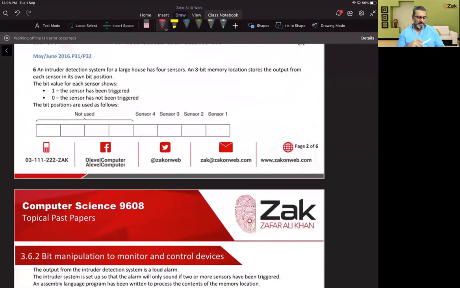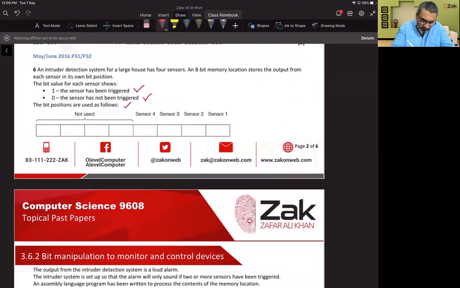May, June 2016, P3132. An intruder detection system for a large house has 4 sensors. An 8-bit memory location stores the output from each sensor in its own bit position. The bit value for each sensor shows 1, the sensor has been triggered, 0, the sensor has not been triggered. The bit positions are used as follows, not used.